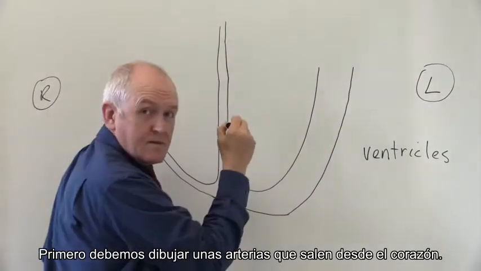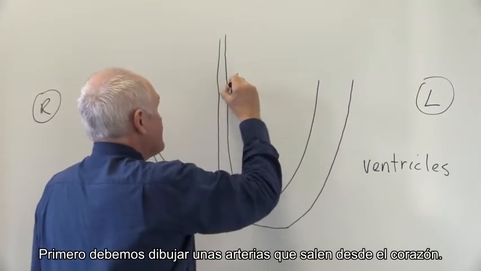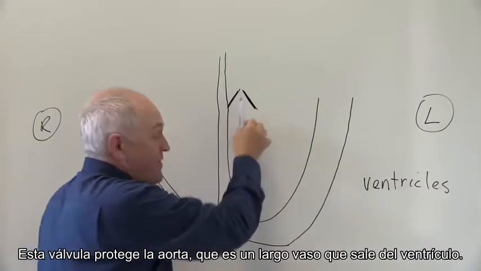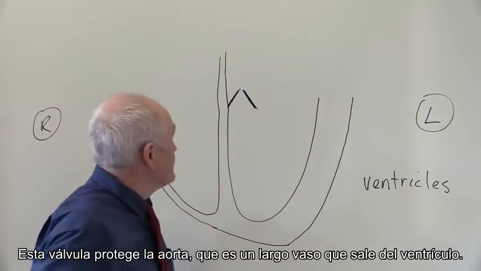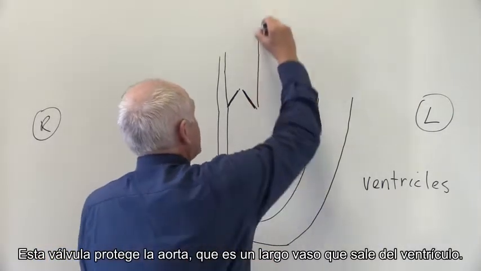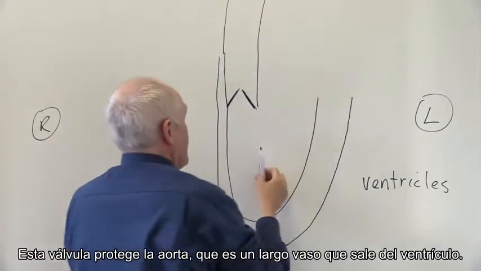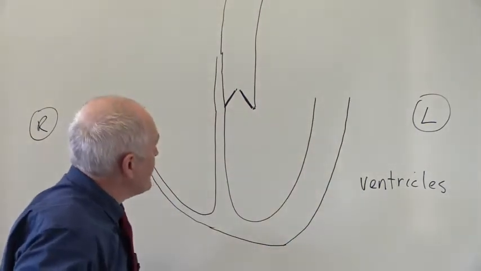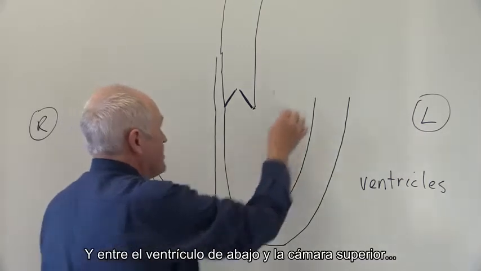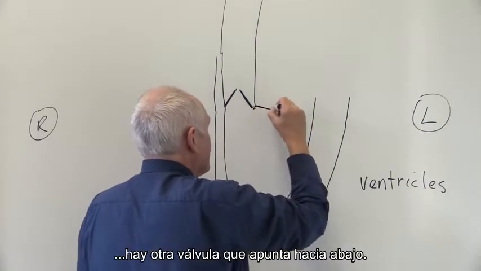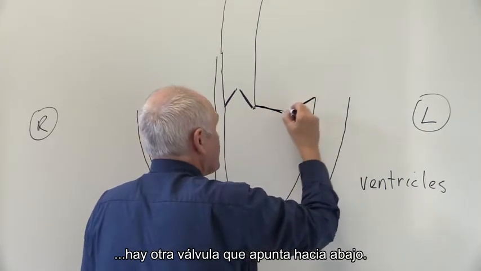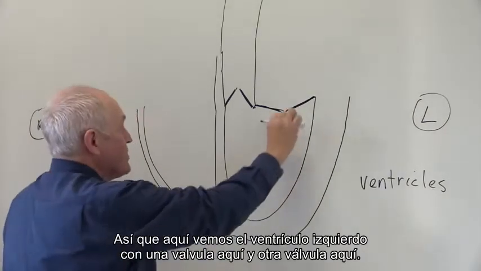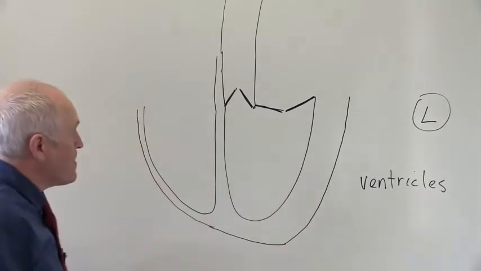Now, first of all, we need to draw some arteries which are leaving the heart. Now, this valve here guards the aorta, which is the large vessel which leaves the left ventricle. And the valve there points up the way. And then between the ventricle at the bottom and the chamber on top, there's another valve, and that one points down the way, like that. So here we see the left ventricle with one valve there and one valve there.